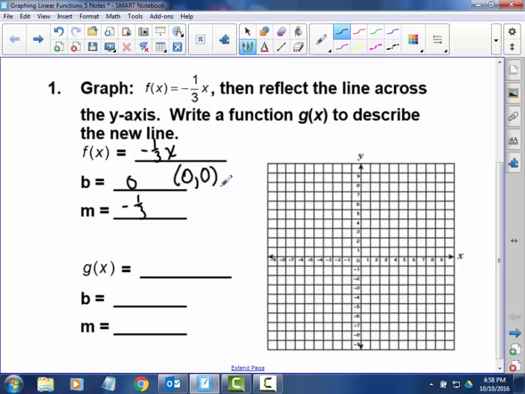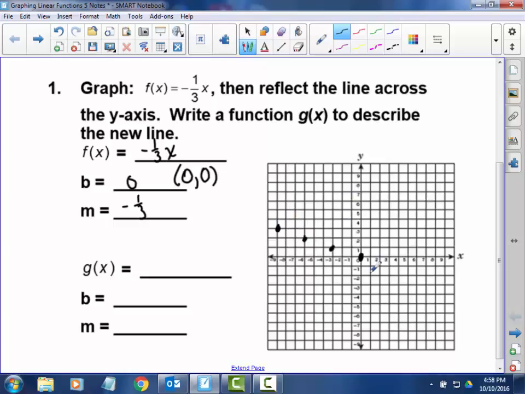So we put these two pieces together and we begin our graph at 0, 0. And then we count negative 1/3 slope. And we have a choice. We can count up and to the left, or we can count down and to the right. Doesn't really make any difference. I'm going to start off by counting up 1 and to the left 3. Again, up 1 and to the left 3.